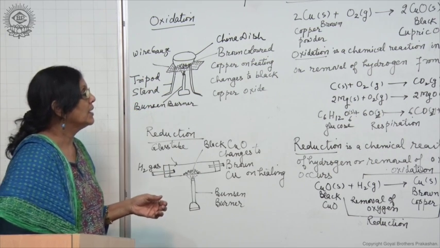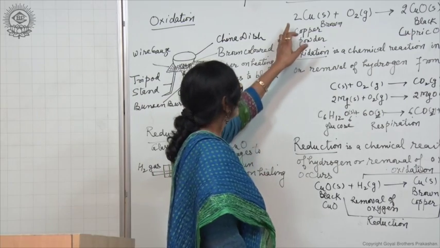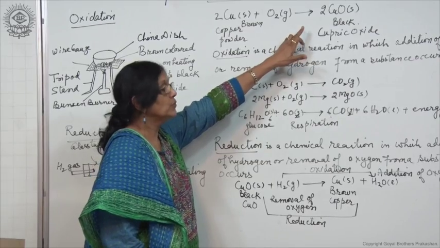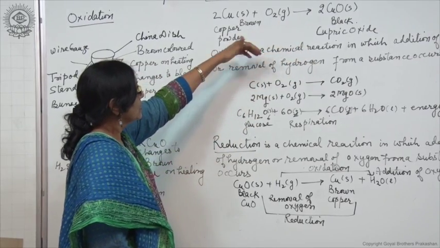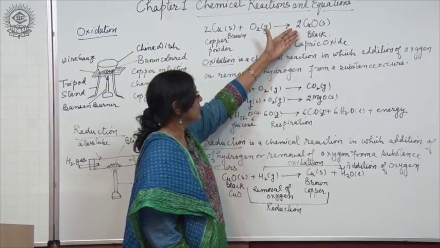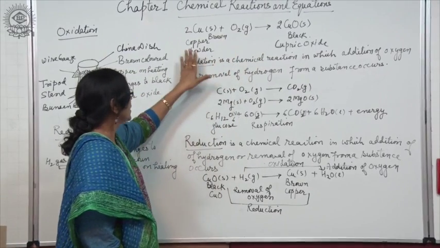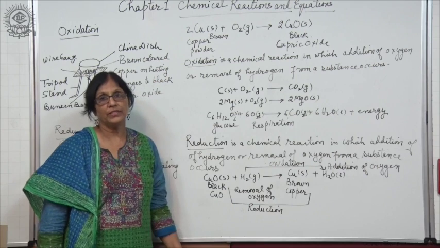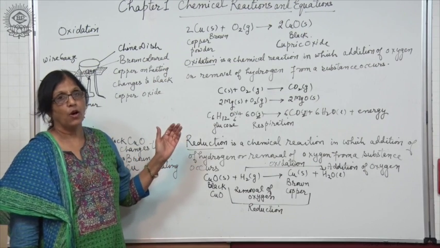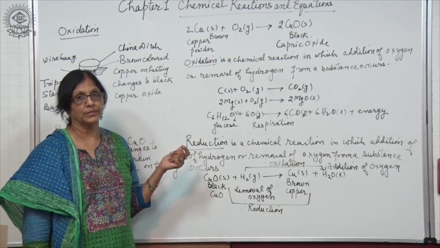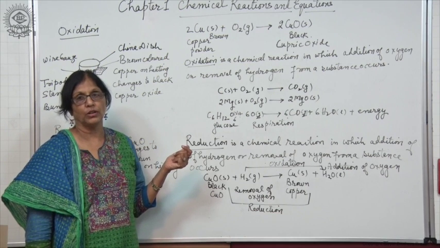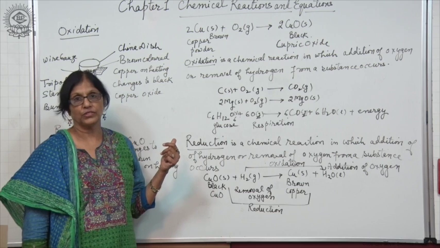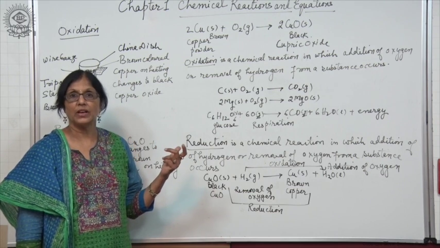Now we can write the chemical equation. 2Cu plus O2 gives 2CuO. Cupric oxide or copper oxide is black in color, whereas copper powder is brown in color. Now you can very well see that in this reaction oxygen has been added to copper, and such a type of reaction is called an oxidation reaction, where addition of oxygen to a substance occurs.